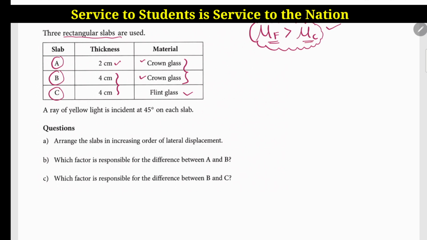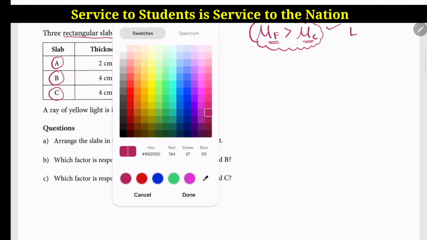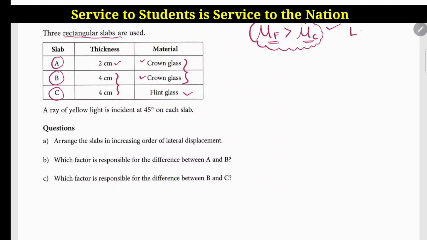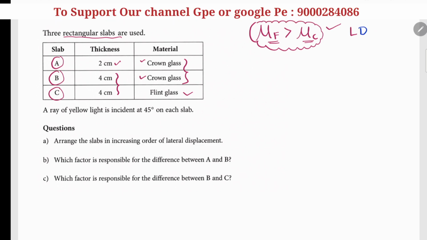Here, let us recall a few points. We know that lateral displacement is directly proportional to the refractive index, and lateral displacement is directly proportional to the thickness. Based on these two factors, now we are going to answer the question. First question: arrange the slabs in increasing order of lateral displacement.